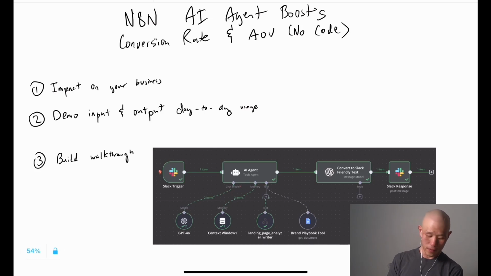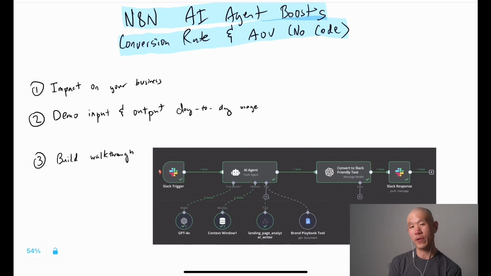All right, an AI agent that boosts your conversion rate, your AOV, your contribution margin, and more importantly, your profit volume, all without code or spending more on ads. This is really about making the most of the traffic that you're already getting.